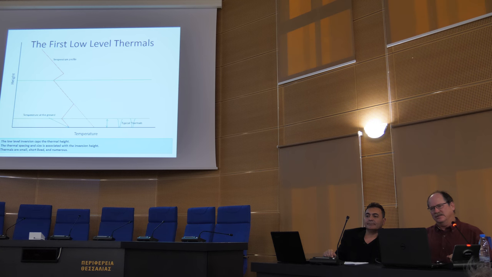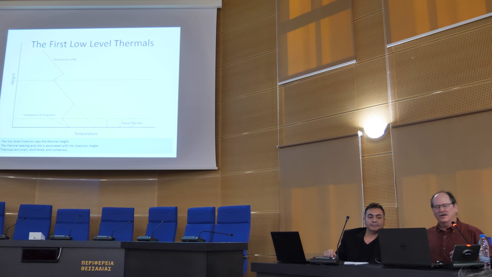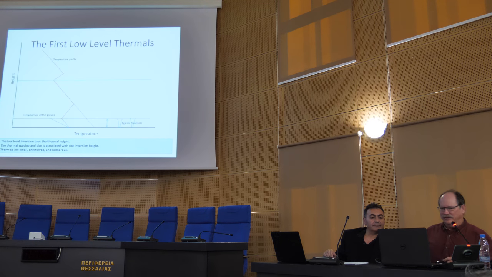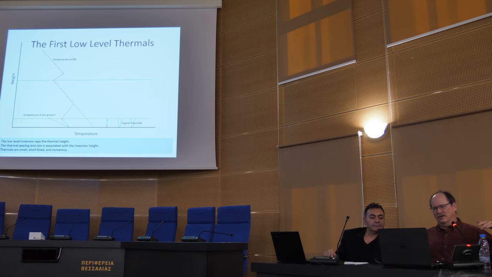One of the corollaries is the thermal size is correlated with the inversion height. So if the inversion height is quite high, the thermals are very big, and then thermal spacing tends to be correlated with the inversion height. So early morning, when the inversion height is low, the thermals are very close together, and in fact, you could have 8-10 thermals in the field. It's great for hand launch because you can throw the airplane up, and I can pick this one, I can pick that one, I can pick that one. So early morning, lots of thermals, but you don't get very high.